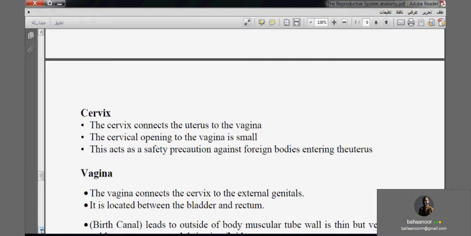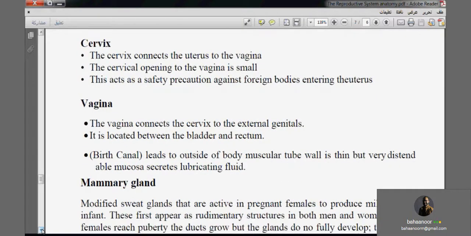The vagina connects the cervix to the external genitals. It is located between the bladder and rectum. It is called the birth canal, leading to the outside of the body, a muscular tube. The wall is thin but very distensible. The mucosa secretes lubricant fluid. It is very thin but has a very large capacity to expand, especially during birth, and its mucosa secretes lubricating fluid.